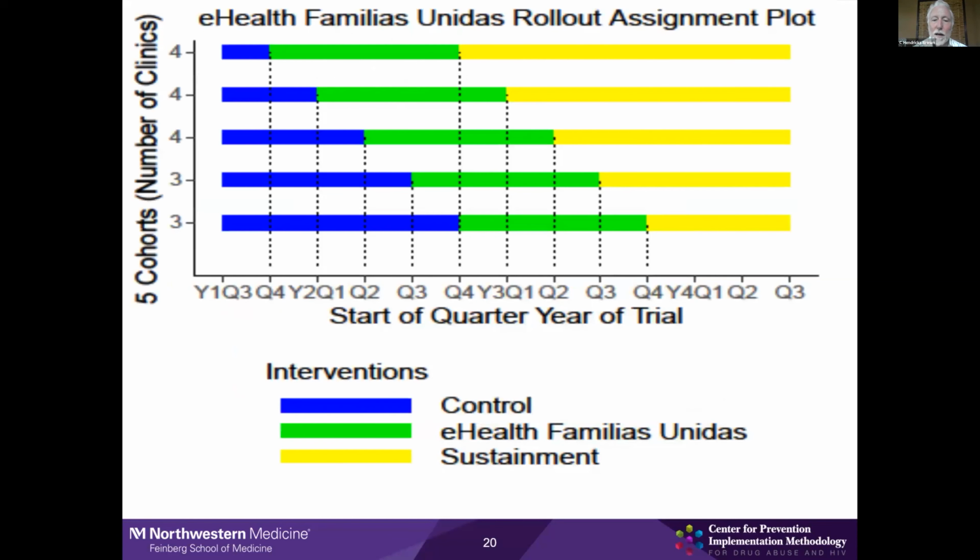This is a trial that we're running in here. And note that there are 3 implementation strategies. One is the initial control strategy. The second one is the eHealth Familias Unidas intervention that is being implemented. And then the yellow in here corresponds to the same intervention when you're letting the implementation be delivered with less strength in terms of the research support in it in a sustainment period. So it's got 3 different ones associated with the kinds of transitions that are here.